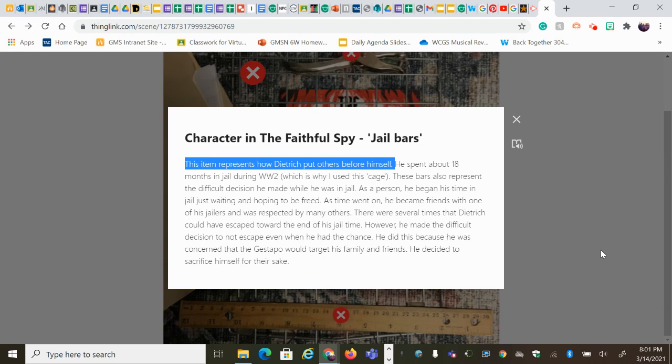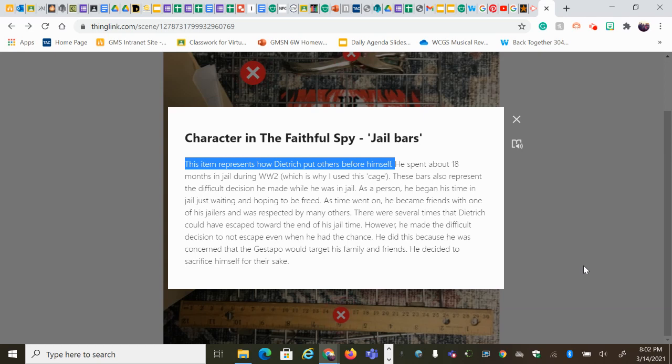When I'm looking for text evidence in your rubric, I'm looking for that. You can tell, I think, that I read this book, right? Because I'm naming several very specific things. He made friends with one of his jailers and was respected by many others. The Gestapo targeting his family, those are details that I clearly got from the book.